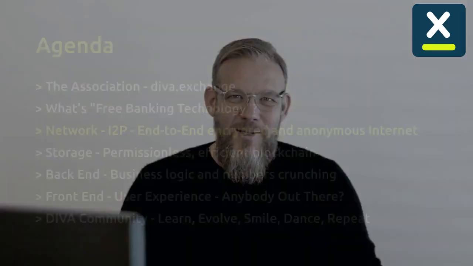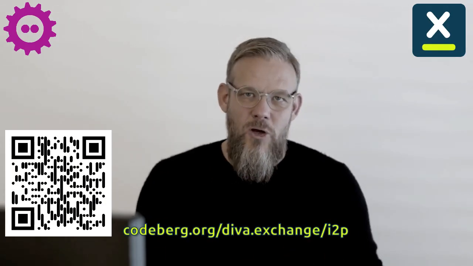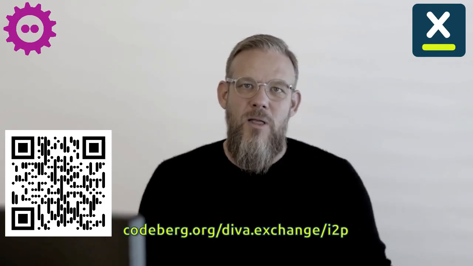The network layer of DIVA is based on I2P. I2P is a long-standing open source project, and it's focusing on building or providing the software to build a private network. And this functionality is very important to DIVA because the nodes within the DIVA network, they are private. They do not know each other, but they want to communicate with each other.